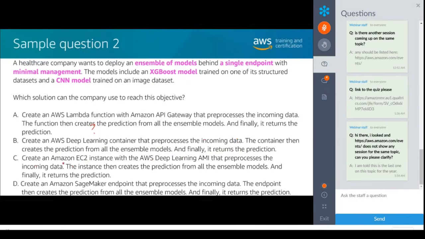Okay. Create an EC2 instance with a deep learning AMI. But now we're building our own EC2, so that's not using an endpoint, so I don't know if I like that. I don't know if I like A. And then create an Amazon SageMaker endpoint that pre-processes the incoming data. The endpoint then creates the prediction from all the ensemble models, and finally it returns the prediction. Okay, so we're kind of down to B and D.